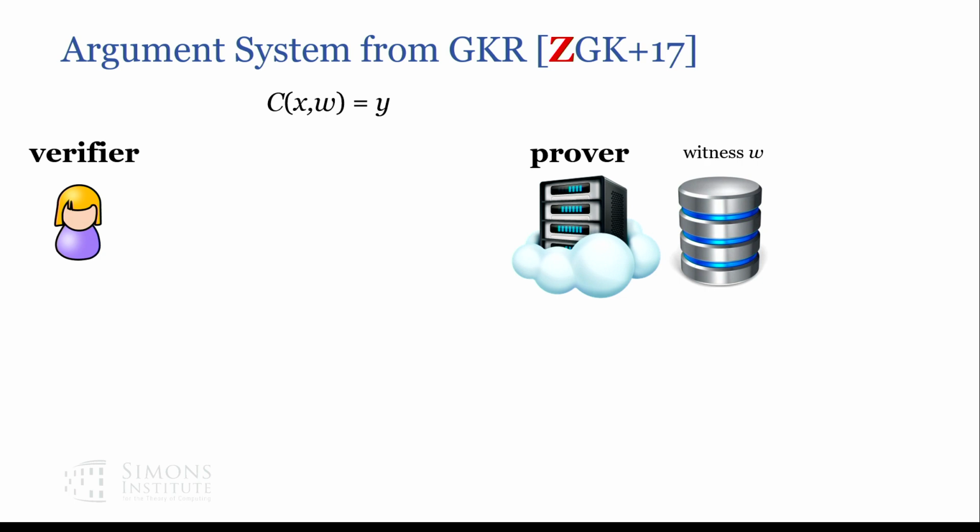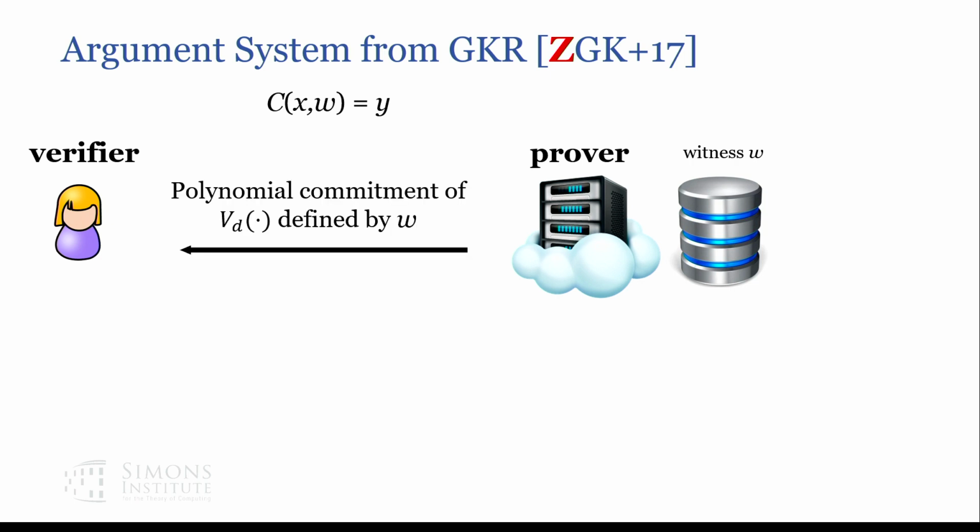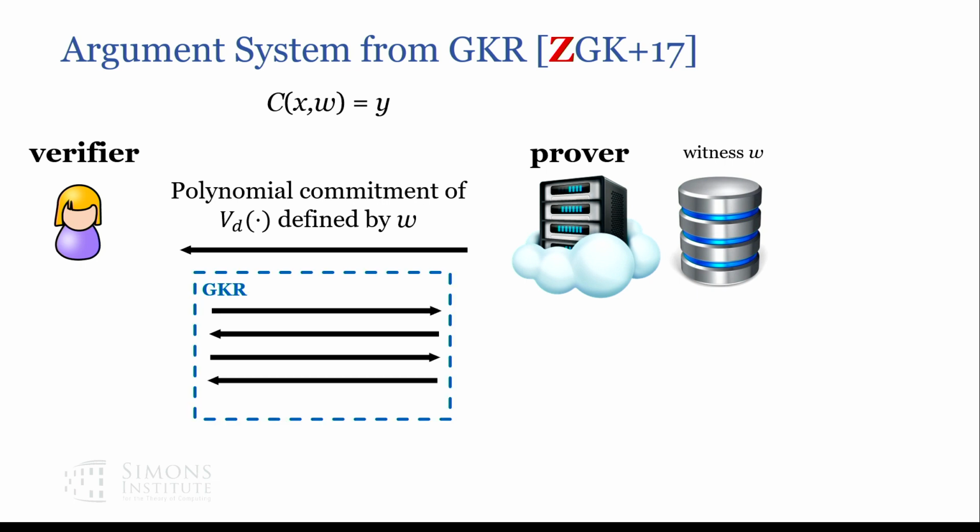To turn the GKR protocol into an argument system, in one of our earlier works, from 2017, we proposed a way using polynomial commitments. The way works as follows. We allow the prover to have a witness, but the prover defines a polynomial using the witness, which is the multilinear extension of the witness, and commits to it using a polynomial commitment scheme. After that, the verifier and the prover run a GKR protocol. At the end of this protocol, the verifier will receive a claim about V_D(r_D) by the prover.